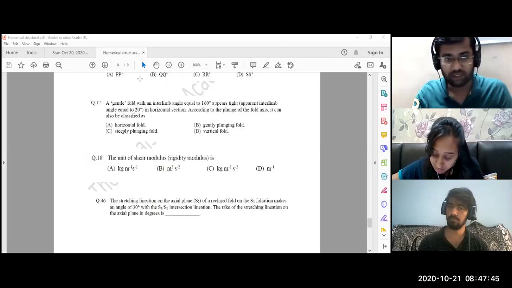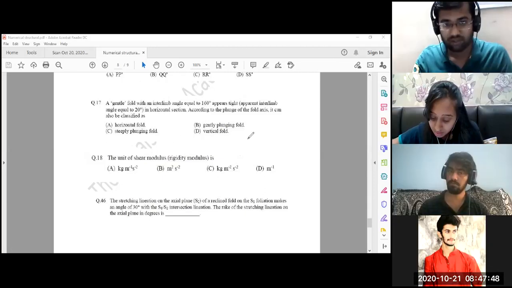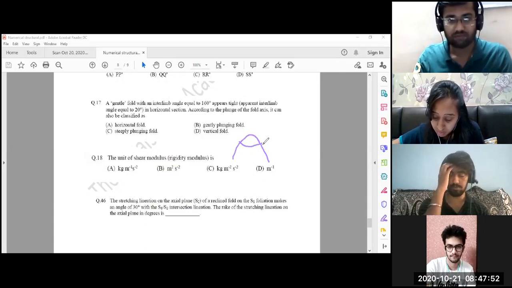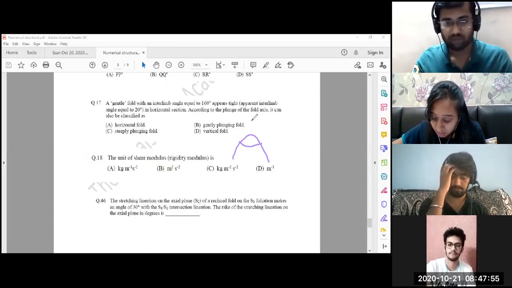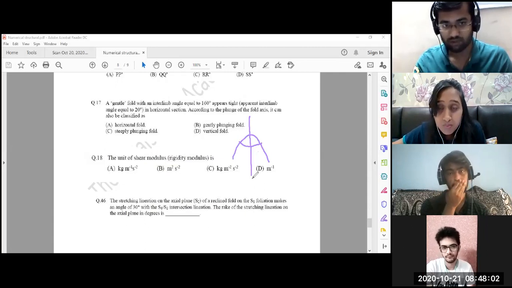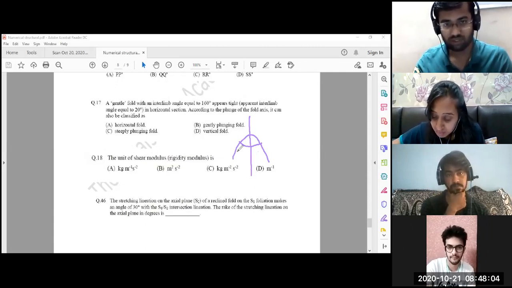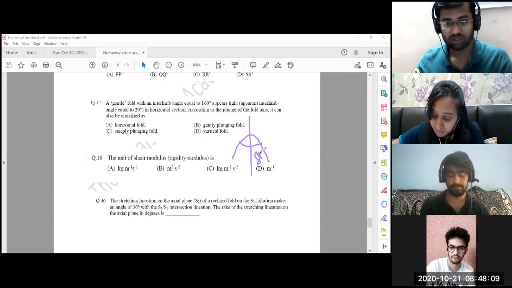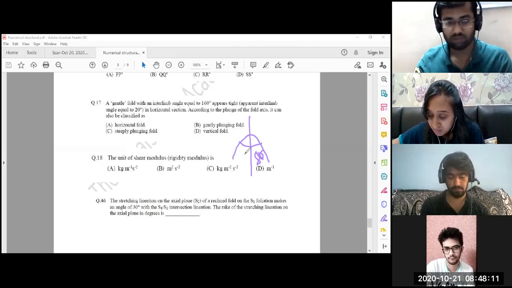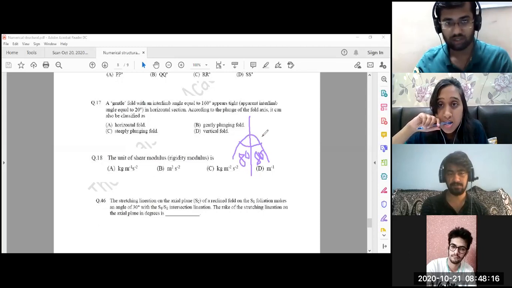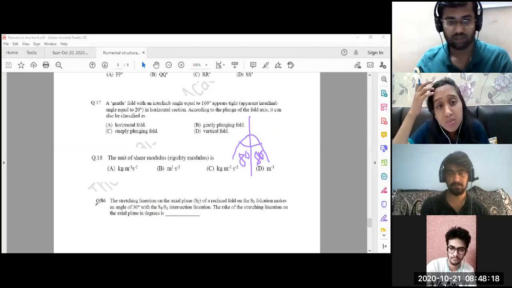See, the interlimb angle is 160. Calculate the fold axis. The fold axis will divide this angle halfway. If you have a 160 interlimb angle, 160 divided by 2 means 80 degree. This limb is dipping 80 degree, and this limb is dipping 80 degree like this.